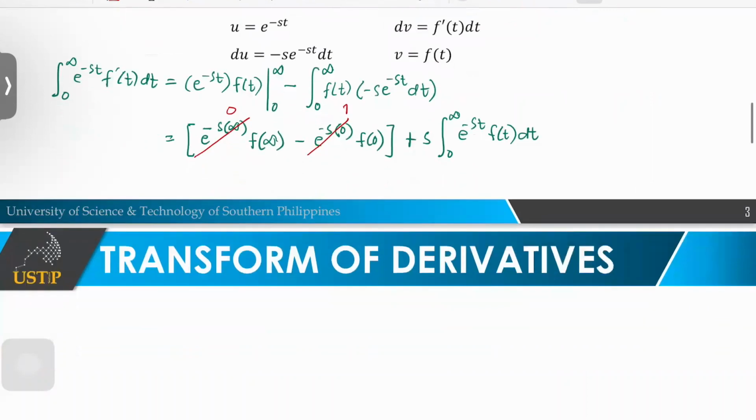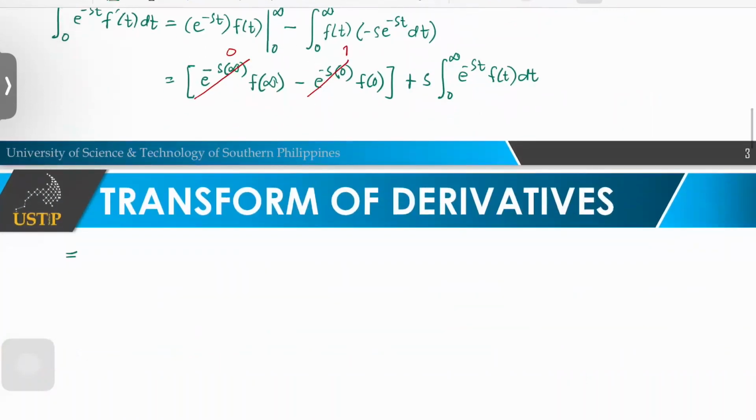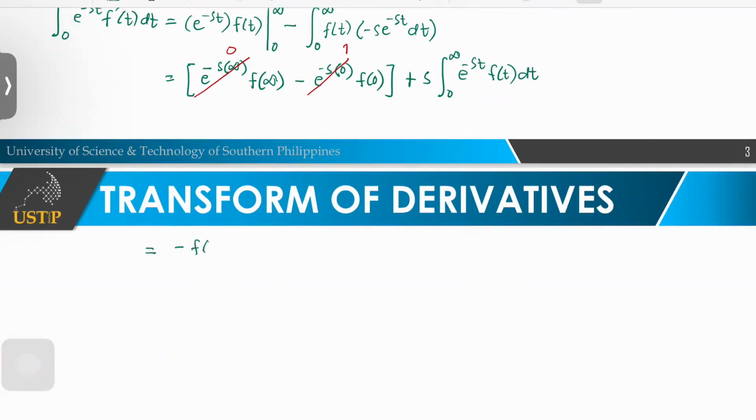So, simplifying that, next page lang ko, that is equal to negative f of 0, okay, plus s. Now, this one class, if you have noticed, this is just the Laplace transform of f of t. Okay? Nara, mong gi-multiply, ang f of t gi-multiply nimo sa e to the negative st og dt. So that means, we can rewrite that as the Laplace transform of f of t.